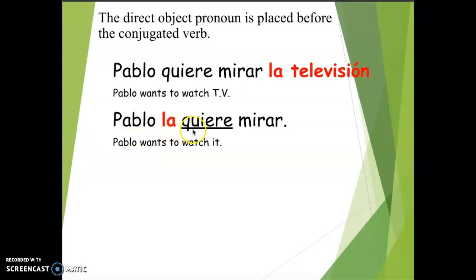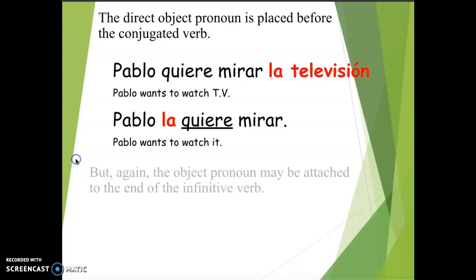Pablo la quiere mirar. All right, so when we use the direct object pronouns to replace the direct object, we have to place the direct object pronoun in front of the conjugated verb. Now we have a sentence that says Pablo la quiere mirar. In English it would be Pablo wants to watch it.